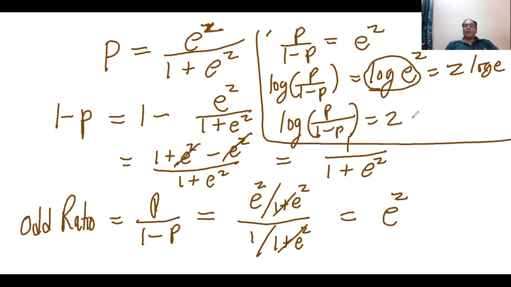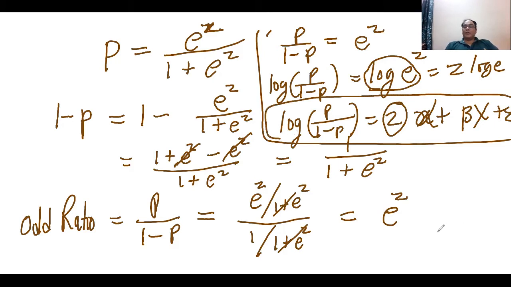Now what is z? We replace the z. Z is equal to alpha plus beta into x, plus e. So this equation is known as the logistic regression model. Finally, the probability is equal to e to the power z upon 1 plus e to the power z.